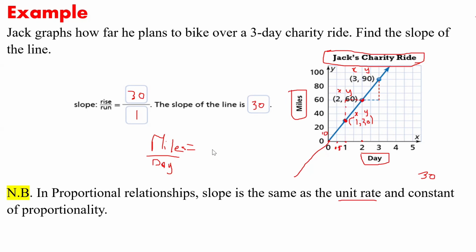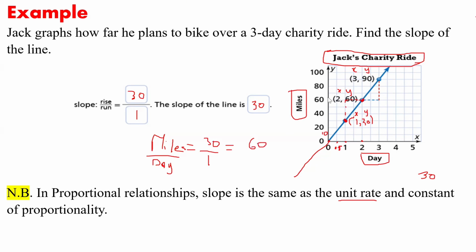In unit rate, the denominator is always 1. So basically what we're doing here is finding the distance he traveled in 1 day. So in 1 day, he traveled 30 miles. So if you notice here, it is the same thing as the slope and the constant of proportionality. If you don't want to use the first point, let us try finding the unit rate. Unit means how much for 1.